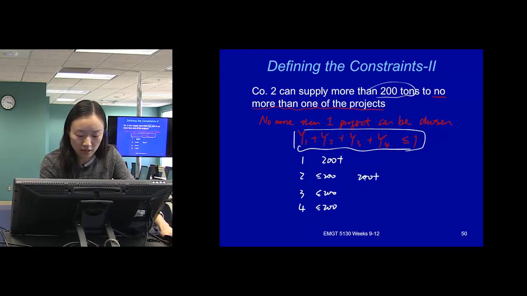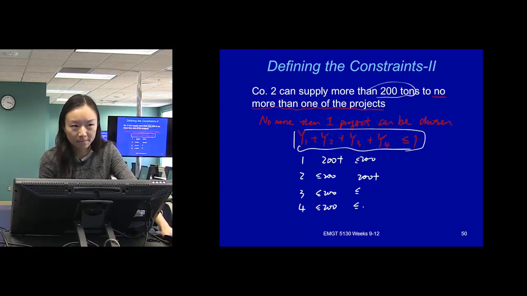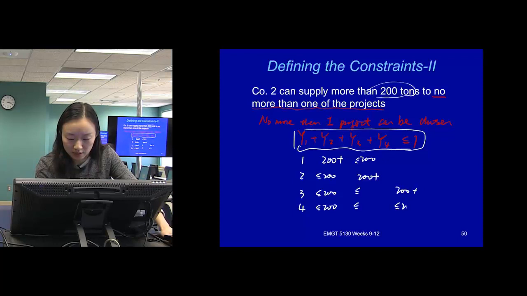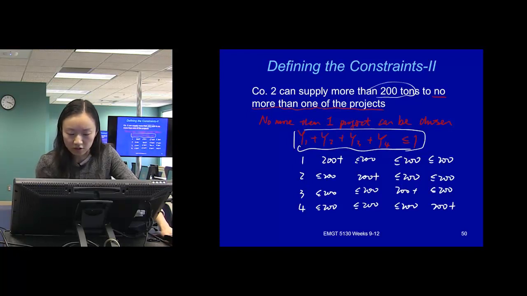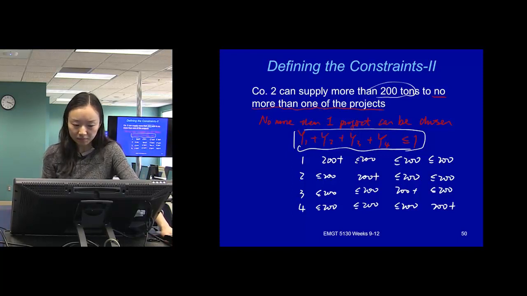If this is greater than 200 plus, these ones need to be less than. Same here. Need to be less than 200, less than 200, less than 200, less than 200. Or the last one would be this one. Less than 200. So these are the situations that can happen.